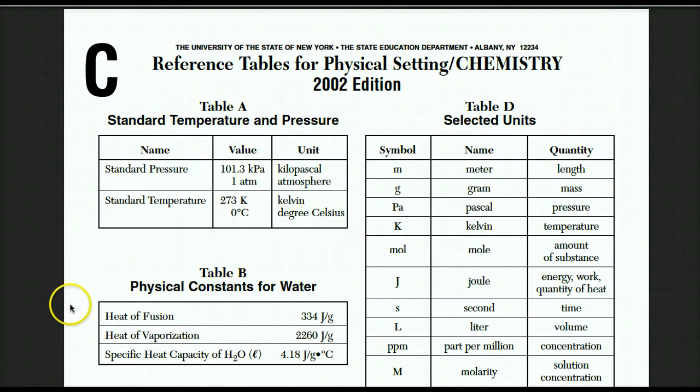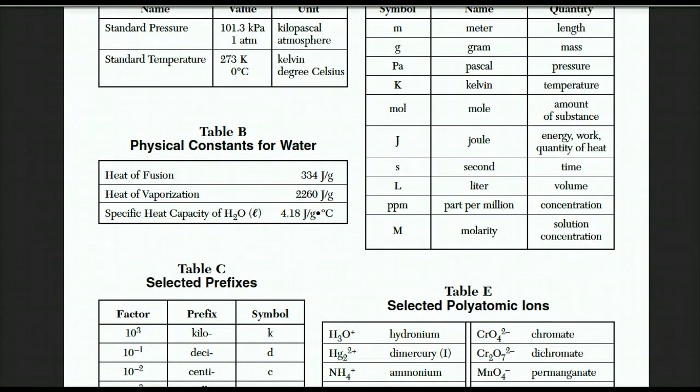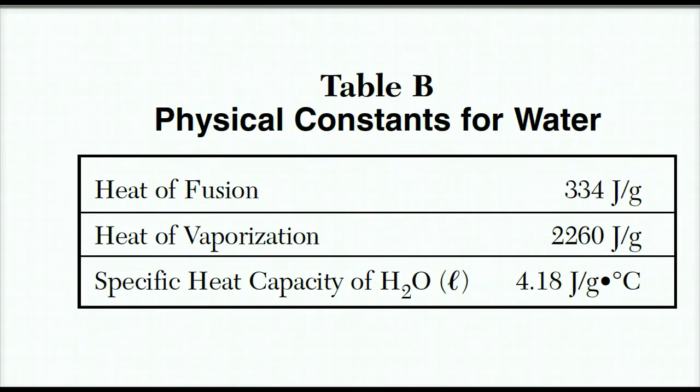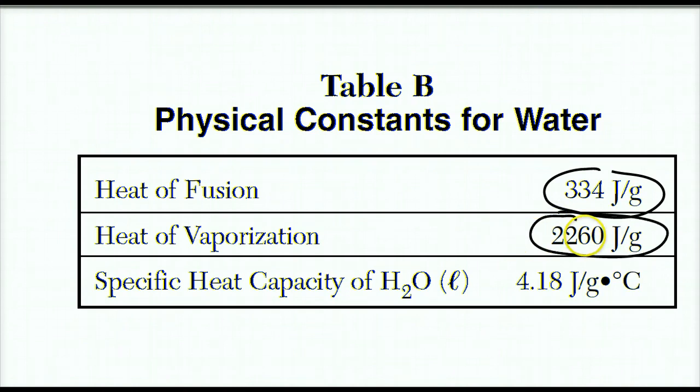Let's go there. If we look at our reference tables for chemistry, we see that Table B is going to give me my physical constants for water. And lo and behold, we have our heat of fusion, which is the joules per gram here, and the heat of vaporization. Notice something: the heat of vaporization is much larger than the heat of fusion. Remember, heat of fusion is the amount of energy it takes for 1 gram of ice, H2O solid, to go to H2O liquid at the same temperature.